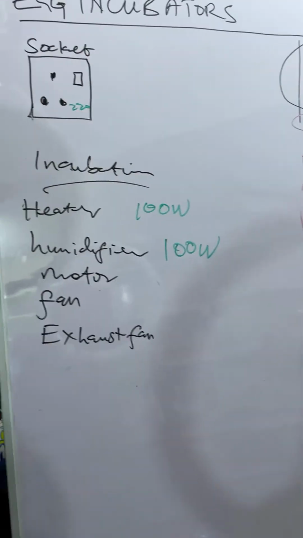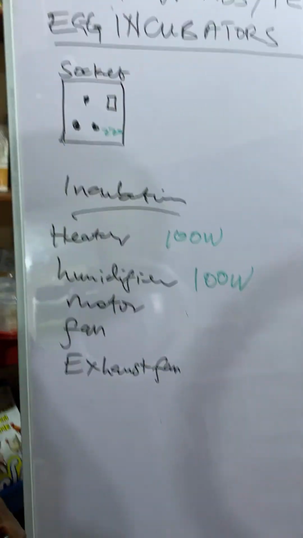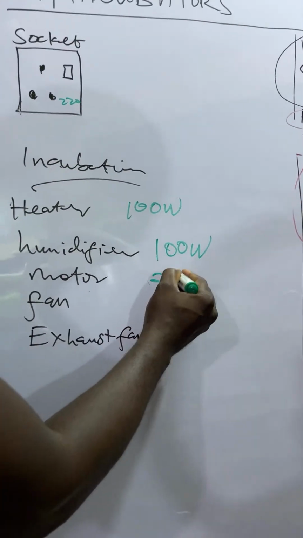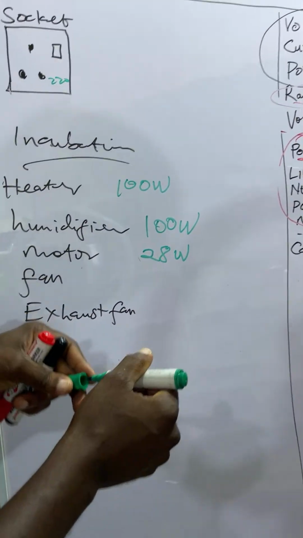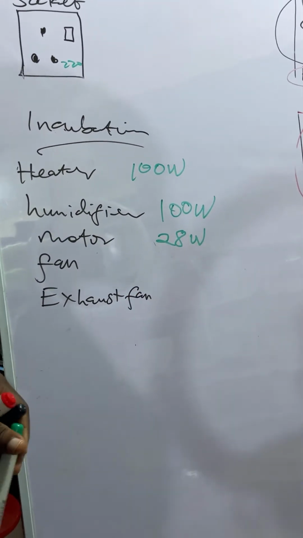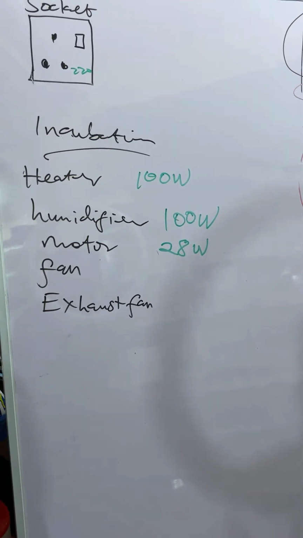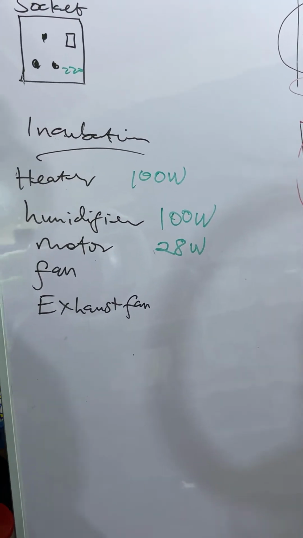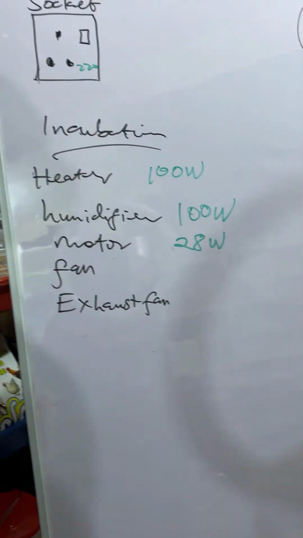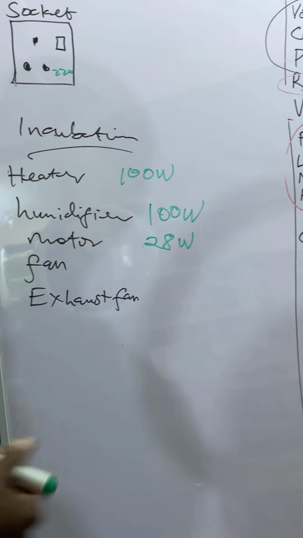Let's move on. So motor, let's say I have a motor from Mykit shop. Our motor is just 28 watts. That's the beautiful thing about Mykit shop: we bring things that will not consume a lot. Someone asks: can I use the 100 watt heater in a fridge to hatch my eggs, and how large should it be? Let me finish with this and then I'll come to that.